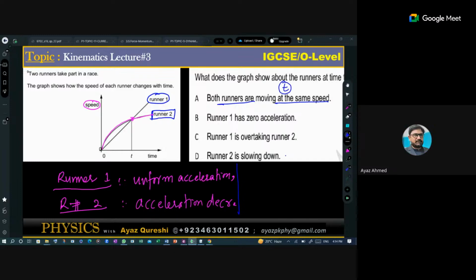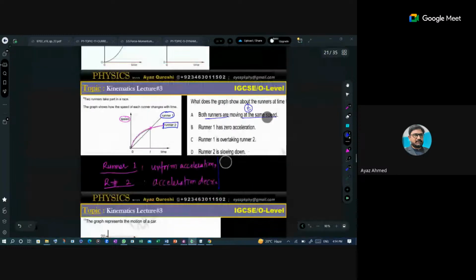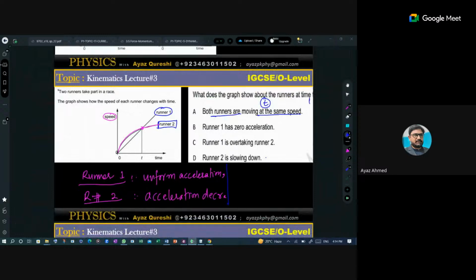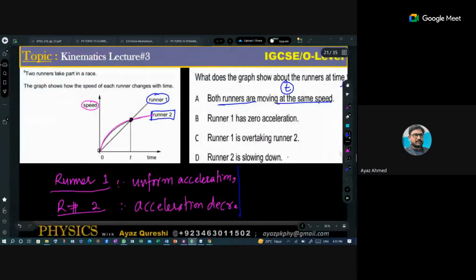The whole question is at time t, right? What is the question here? I think t was over here. This whole question is based on this point, point t. Yes, sir. At time t, both the runners have the same speed.